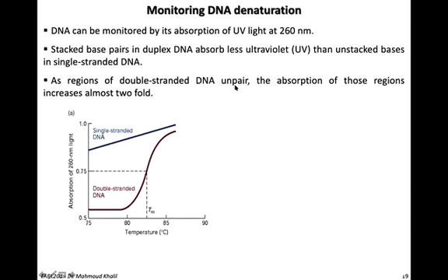If you look here, we can monitor the separation of the DNA molecule by using UV light in the range of 260 nanometers. The bases of DNA in the state of duplex DNA absorb less UV, while in the state of single-stranded DNA, they absorb more UV. So you can see from the figure, with increasing temperature, the double-stranded DNA is transformed into single-stranded DNA. This means that temperature is an important factor for denaturing or melting the DNA.